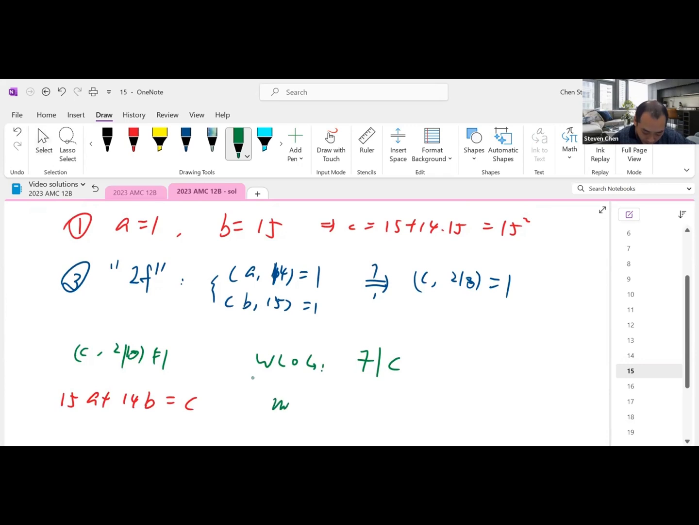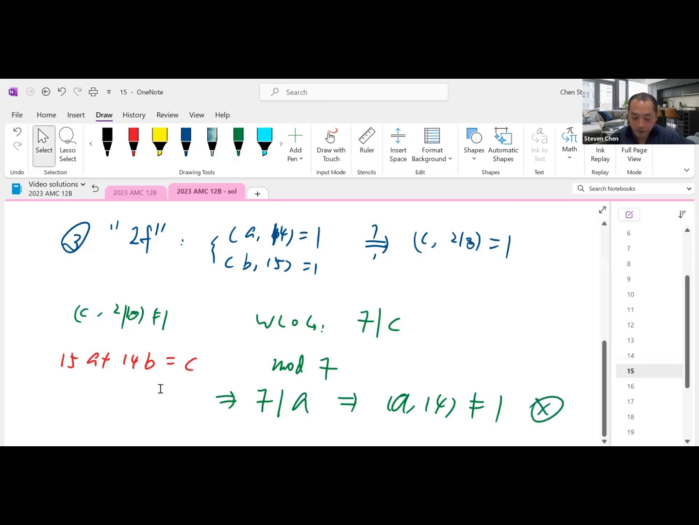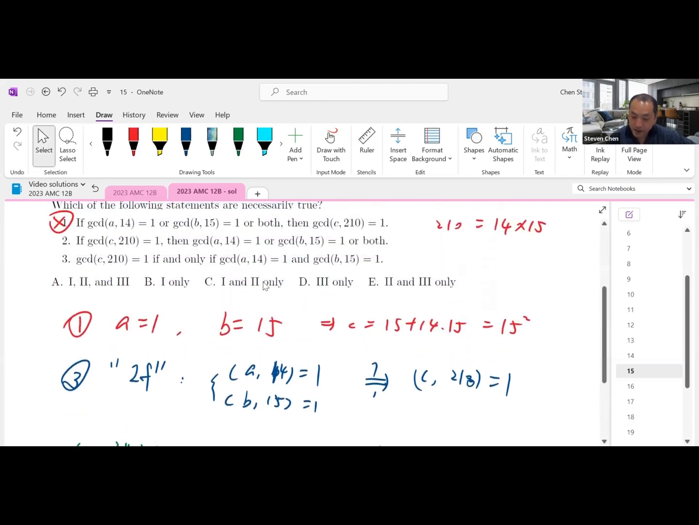And now let me mod 7 on both sides of the equation. So the right-hand side is divisible by 7, and the second term on the left-hand side has a multiplier 14, so it's divisible by 7. But 15 is relatively prime to 7. So to make this equation hold, we need to have that 7 divides A. But if this is the case, then there's no way for us to have A and 14 to be relatively prime. So we get a contradiction. This completes the proof of the if part. So it says that the if part in statement 3 is correct.